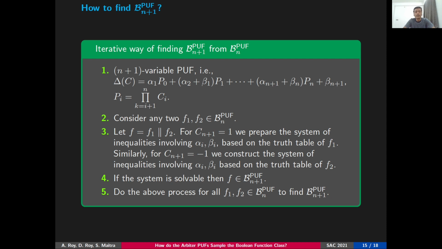Now from this, we will be preparing the set of all inequalities, and we will solve the inequalities for alpha i, beta i. If there is a solution, then that function f will belong to the set Bn+1 PUF. If we do this process for all f1, f2 belonging to the set Bn PUF, then we will be able to construct the set Bn+1 PUF.